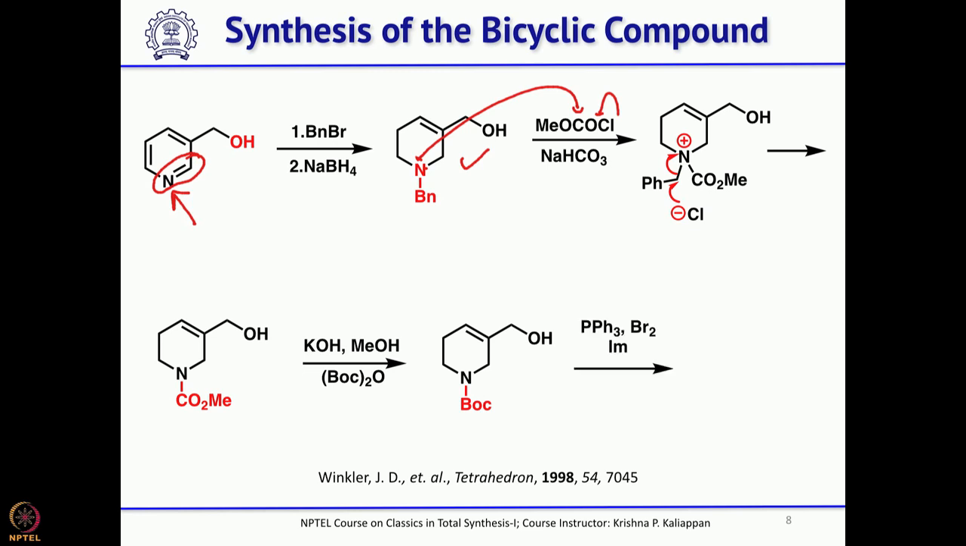So the next step is to make this a good leaving group. As you know, OH should be converted into bromide or mesylate or tosylate or triflate so that an SN2 reaction can take place at that carbon. So here the hydroxyl was converted into bromine using a standard triphenylphosphine, bromine, imidazole treatment, to get the corresponding allylic bromide. So now one small fragment of manzamine is ready.